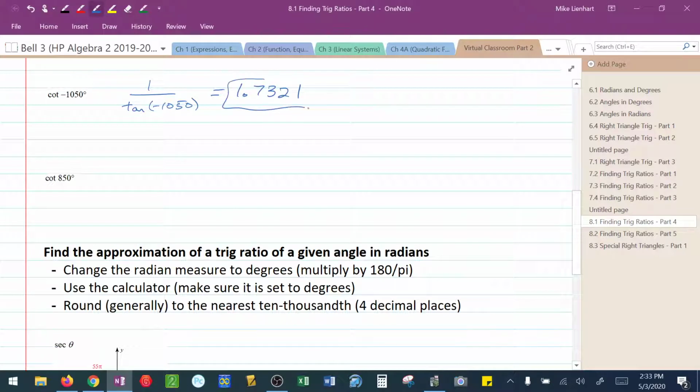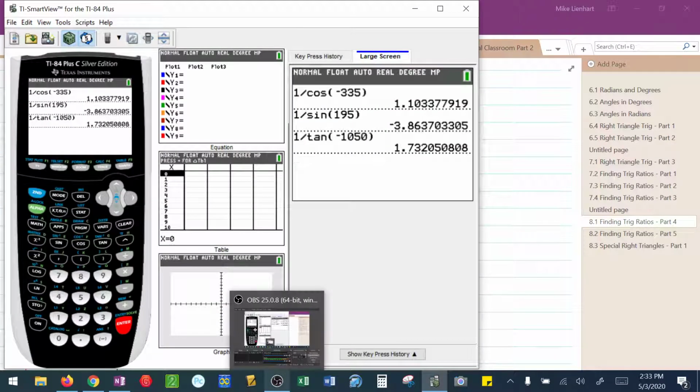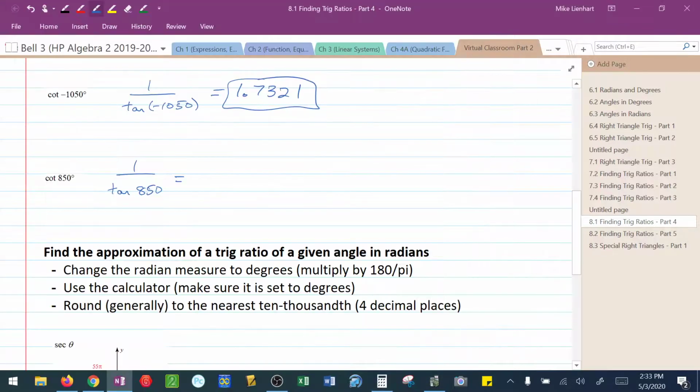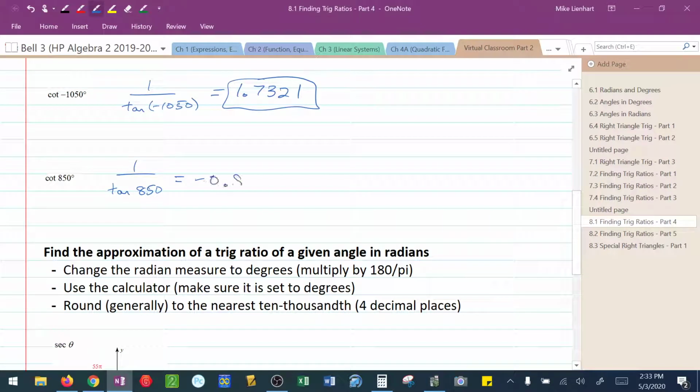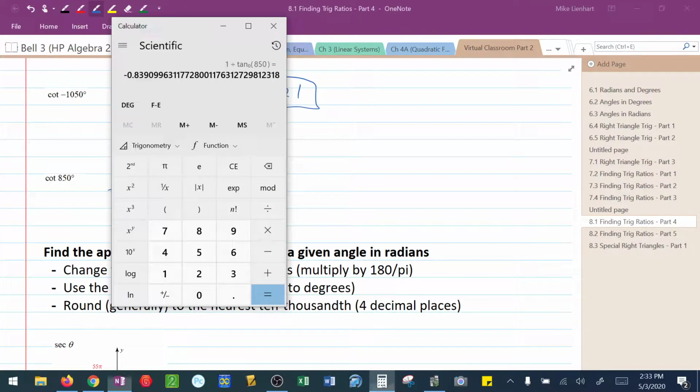All right. And then this cotangent of 850 would be 1 over the tangent of 850. Let's do that real quick. You know what? I'm going to switch to the other calculator. So if I take 1 divided by, on this calculator, 850's tangent. 850. And then I go to trig, hit tangent. Equals negative 0.8391.